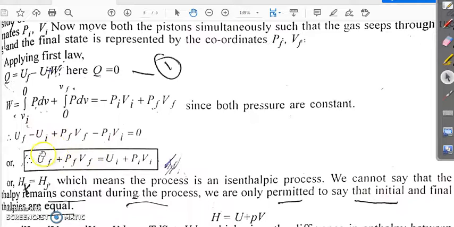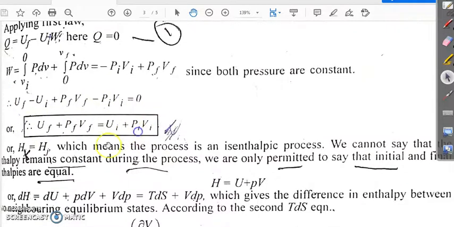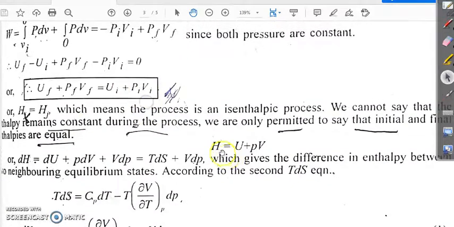Now if you take the f terms on the left side and the i terms on the right side, then you can write this equation like this, so it is our final equation. U plus PV is actually enthalpy, so Uf plus PfVf is our final enthalpy Hf, and this is the initial enthalpy Hi, because H equals U plus PV. Again, if H equals U plus PV, then if we differentiate this quantity we can write dH equals dU plus P dV plus V dP.